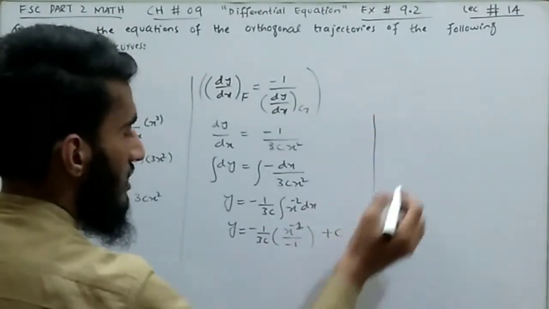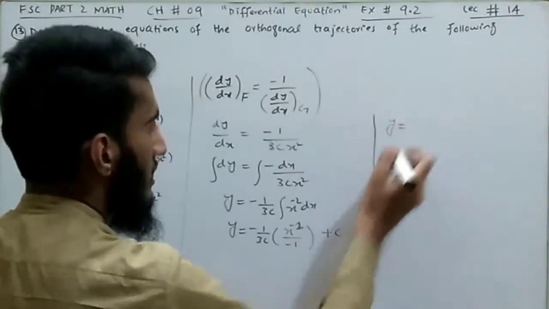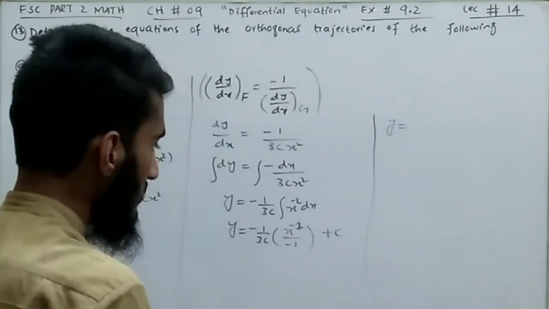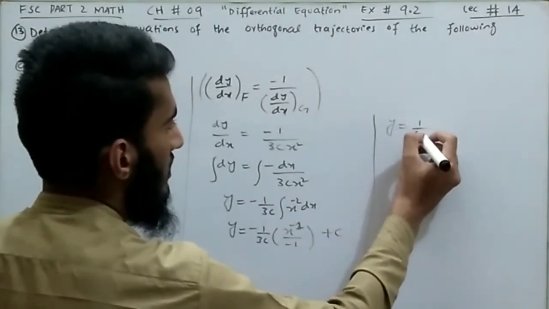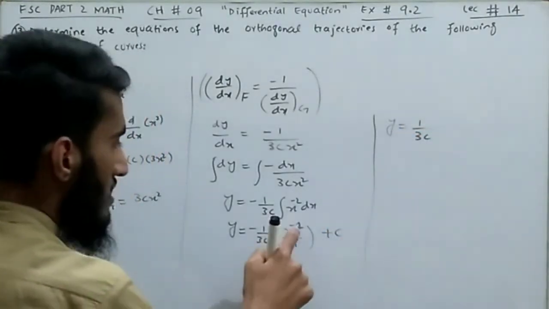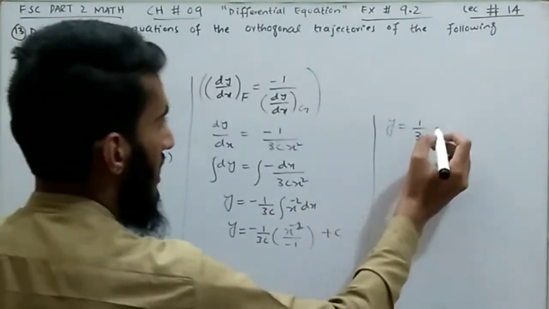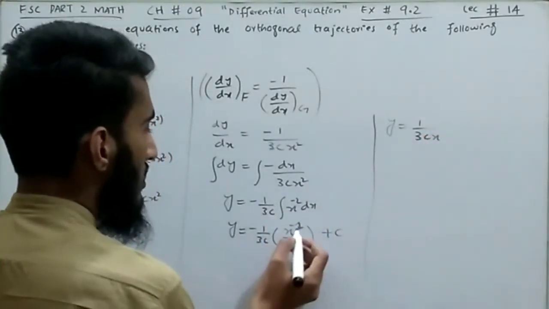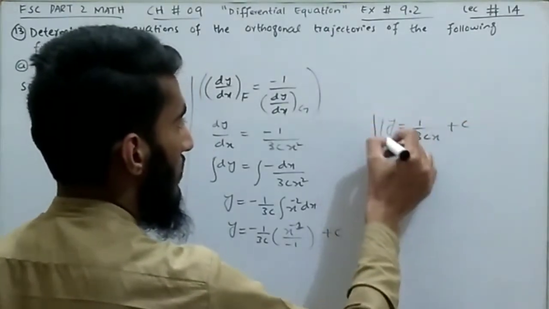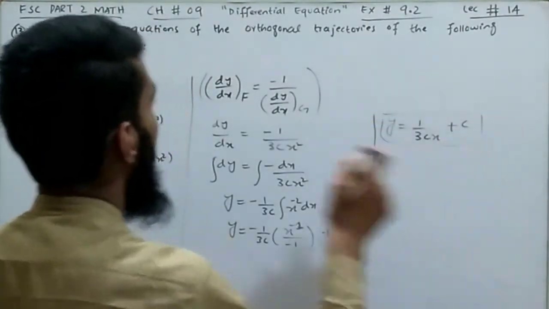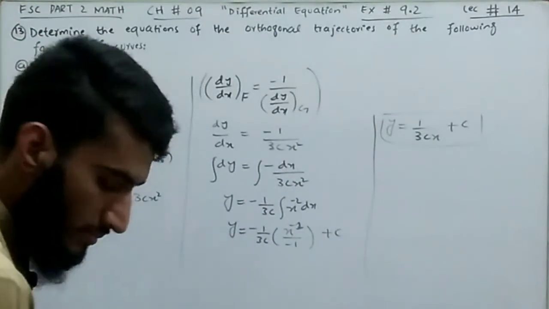By simplification it becomes y = minus minus gives plus, so 1/(3c), x^(-1) will move to the denominator, it becomes 3cx. So 1/(3cx) plus the constant of integration. This is the required equation of the orthogonal trajectories.